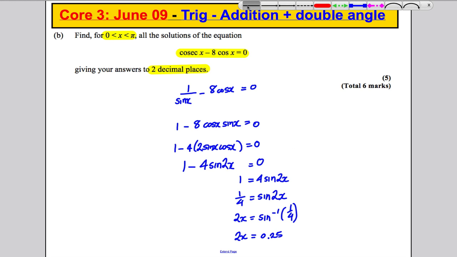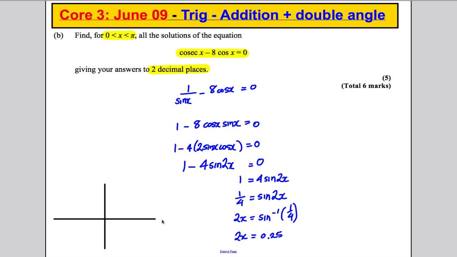Now let's find the other solutions. Let's draw our graph to find the other solutions. We're looking between 0 and pi, but because we have 2x here, we're going to double that. So we're going to actually look between 0 and 2 pi. Now we know that 0.25 is an answer, 0.25 radians here. So we also know an answer is going to be here, which is the same as pi subtract 0.25. And that would give us 2.89. So another solution is 2.89. There are no other solutions in the range 0 to 2 pi, so these are our only solutions.